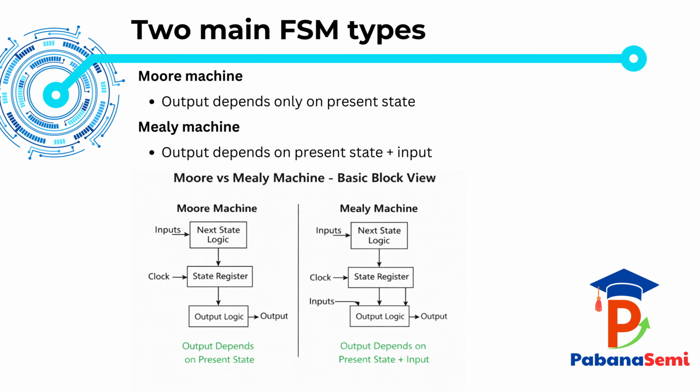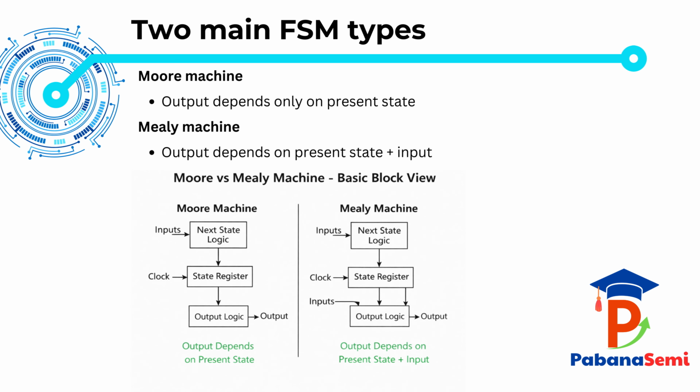Now let us look at the Mealy machine. In a Mealy machine, the output depends on both the present state and the current input. So here, the output can change whenever the input changes, even if the state remains the same. This is the key difference between the two.